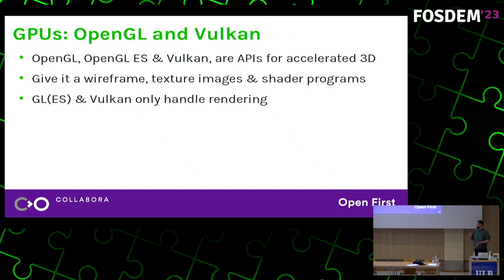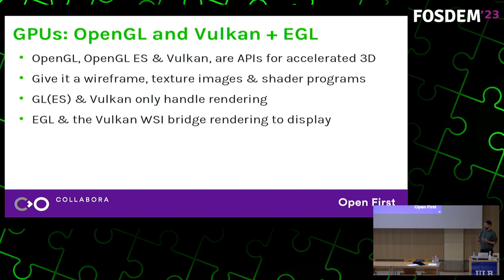So, OpenGL and Vulkan and the way they fit in. They're APIs, as we know, for accelerated 3D. So you provide them a mesh and some textures and some shaders, run this thing, make it fast, great. But they only handle rendering. So GL and Vulkan themselves have no concept of, I want to be able to display to Wayland. That comes in with EGL and what we call the Vulkan WSI, the Window System Integration layer.